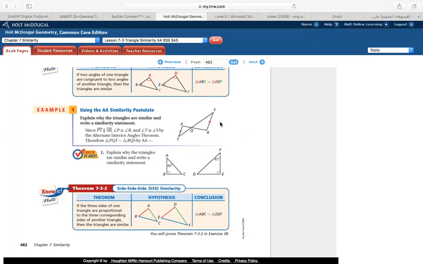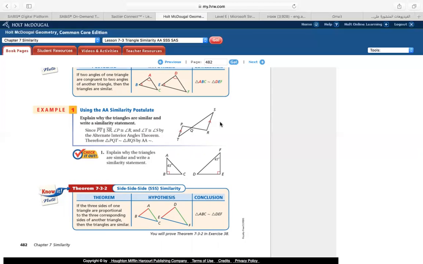Girls, can any one of you tell me what is the difference between two triangles being congruent and two triangles being similar? Or between two shapes being congruent and two shapes being similar? Who will tell me? Girls? Okay, two shapes or two triangles are congruent if they have the same shape and the same size.